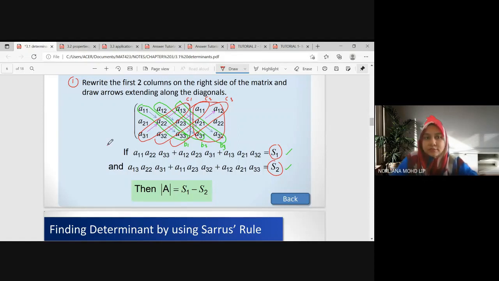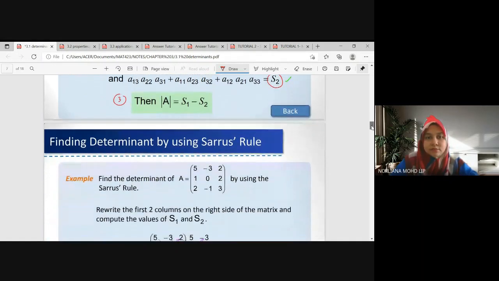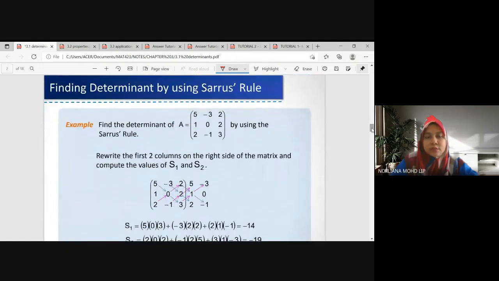The second step, we have to find S1 and S2. Then the third step, we can find the determinant, S1 minus S2. Okay, look at this example. We find the determinant by using the Sarrus rule.